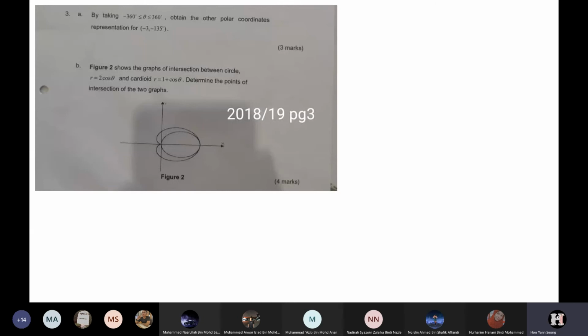Now what I want to discuss is 3b. Figure 2 shows the graph of the intersection between the circle r equals 2 cos theta and the cardioid r equals 1 plus cos theta. It is very kind, it has already sketched it. It asks you to determine the points of intersection of the two graphs. Don't argue that it does not look like a circle, more like an ellipse. Forgive it, maybe it was dragged, so that is why it looks like this.